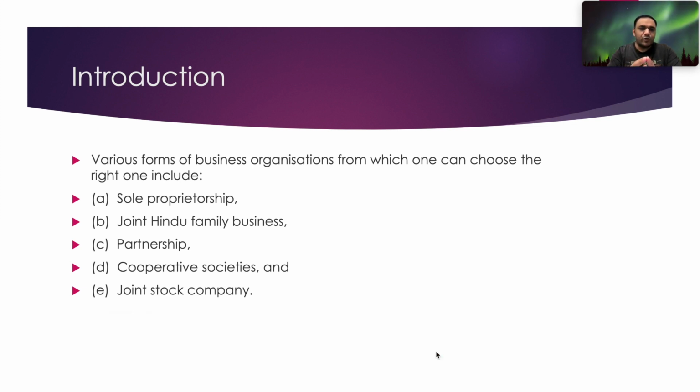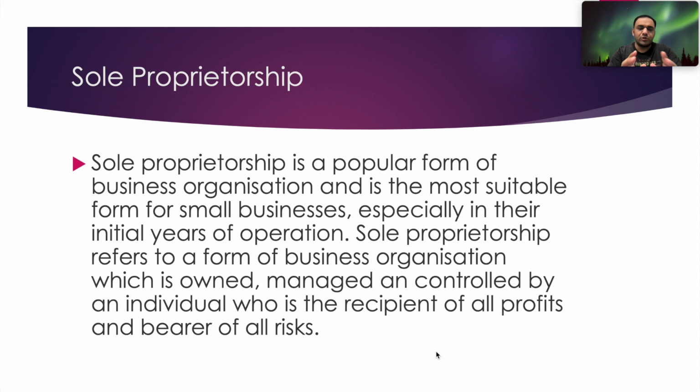The introduction includes the various forms of business organizations from which one can choose. First of all, we have sole proprietorship, then we have joint Hindu family business, then we have partnership, then we have cooperative societies, and then we have joint stock company. So these are the five different forms of organization we have today. We will discuss them one by one. First of all, sole proprietorship or sole tradership is the same thing.